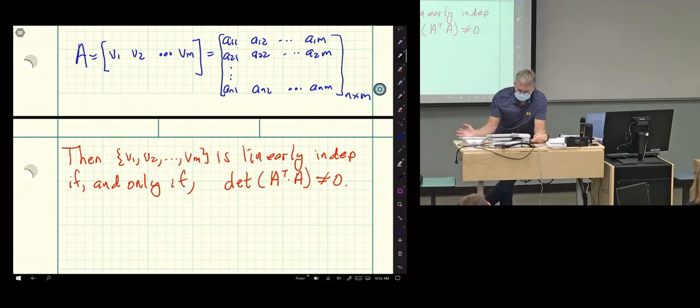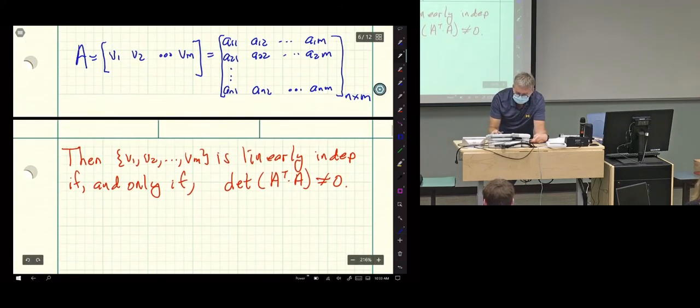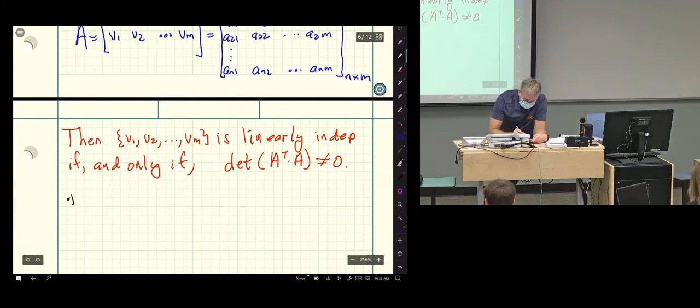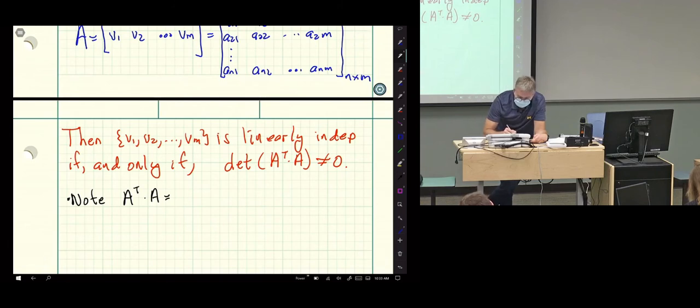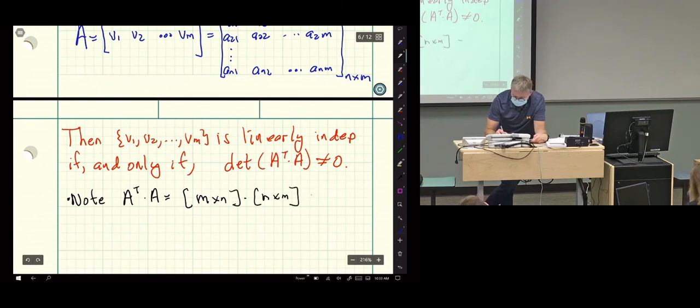Shove all of our vectors into the columns of a matrix. That's probably where they came from anyway, okay? But if we're just given these stray vectors lying around, we just form them up into the columns, and we form A transpose times A. So let's just note: A is n by m, so A transpose is m by n, times n by m, and so that's now square. That's why we can take its determinant, okay?